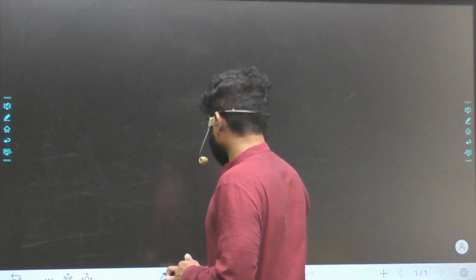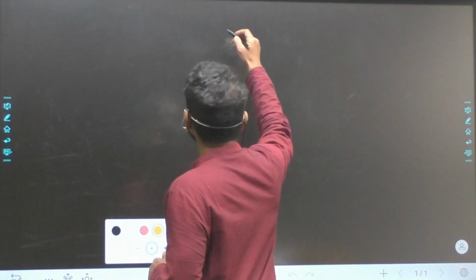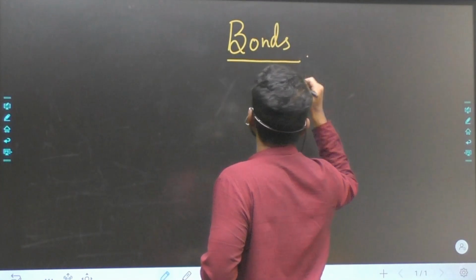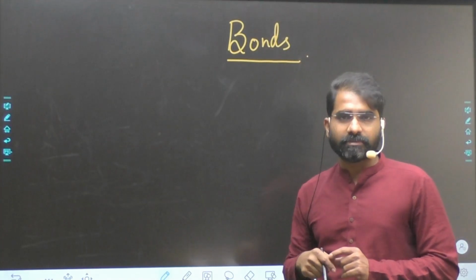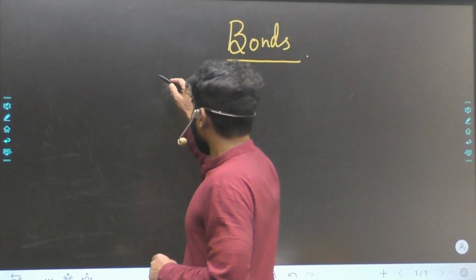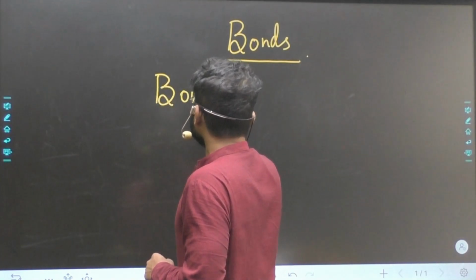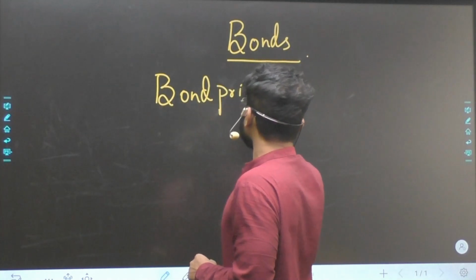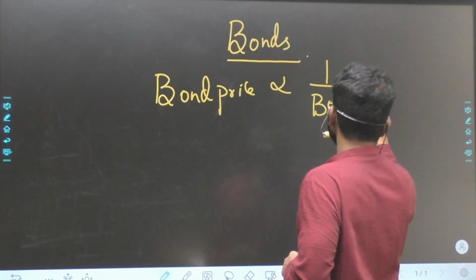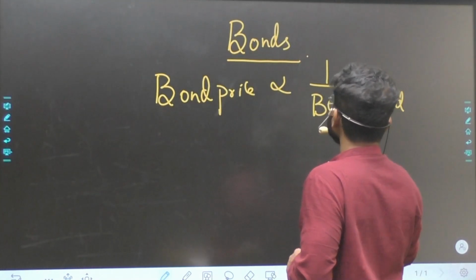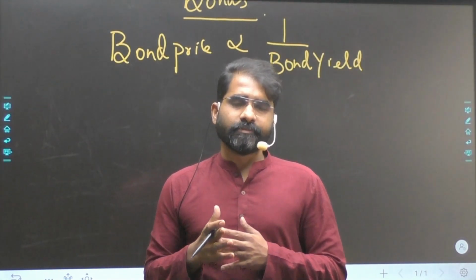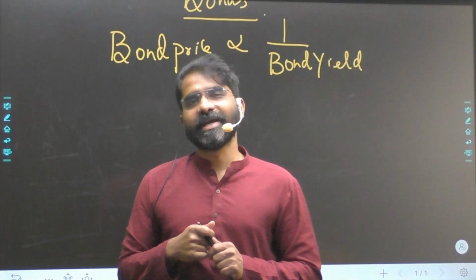So first of all, what we'll try to understand here is, when I use the word bond, bonds are basically debt instruments. These are instruments to raise debt. One important aspect we should understand is, there is always an inverse relationship between bond price and bond yield. When I use the word yield, it is nothing but the return on the bond. Yield is nothing but the return which we get on the bond.